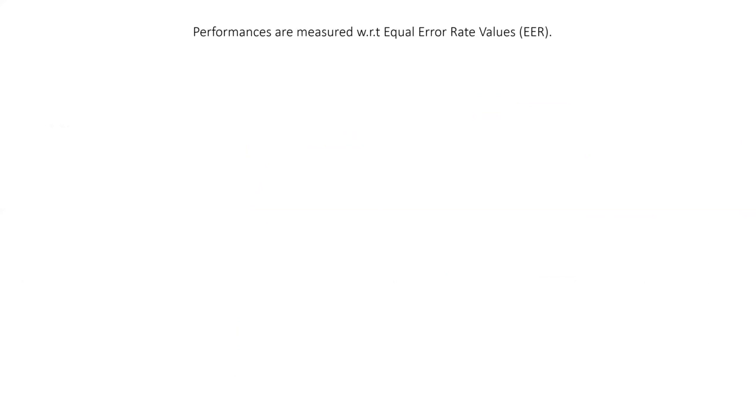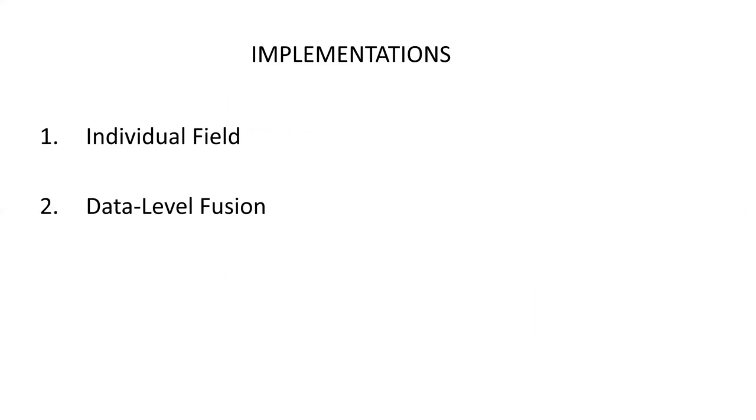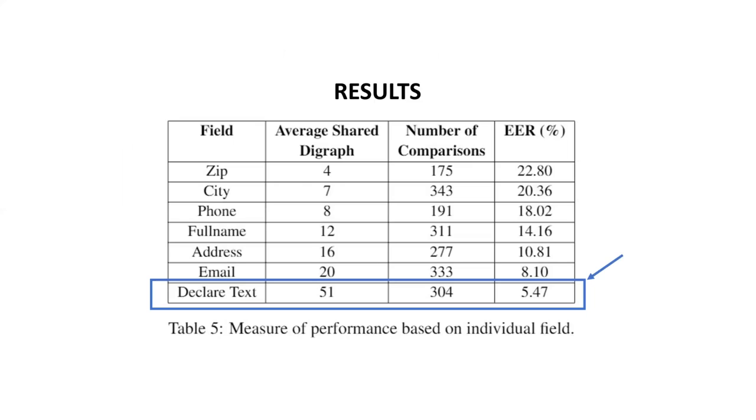We have measured performance based on equal error rate, which is the point at which the false accept rate equals the false reject rate. We have used 3 implementations. The first, we have checked for individual fields, then data level fusion, and weighted score fusion. Now to individual fields. We realized that the declare text gives the best performance with a 5.47% equal error rate.